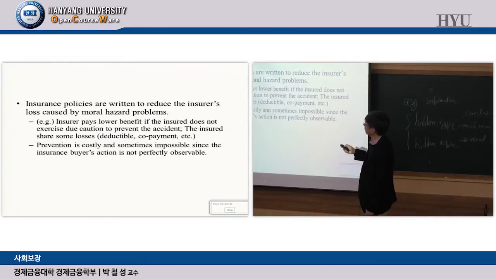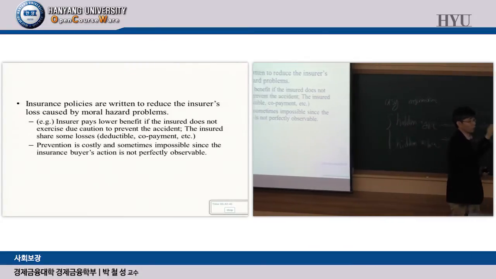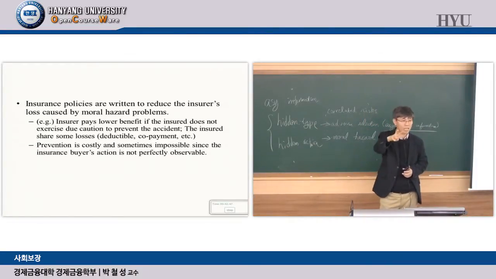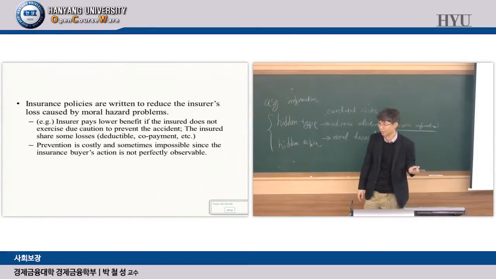So what usually happens for the moral hazard problem at the insurance company? The insurance pays a lower benefit if the insured does not exercise due caution. There is a clause that says you have to do this and this. For example, if you buy homeowner's insurance, you should not have an open fire inside your home. You cannot have a campfire inside your home. Why? Because obviously it will increase the probability of your home catching fire and burning down. There is a clause like this: if you do that, we are not going to cover you. That's the thing.